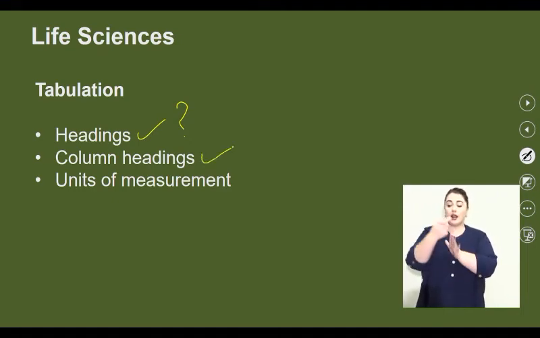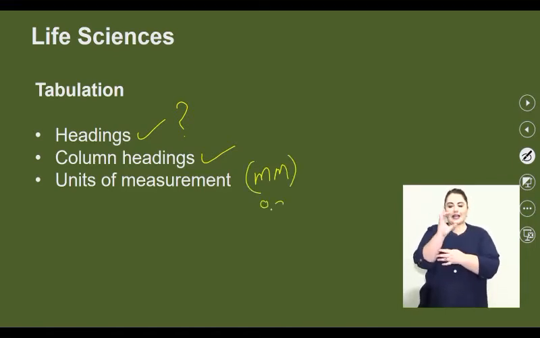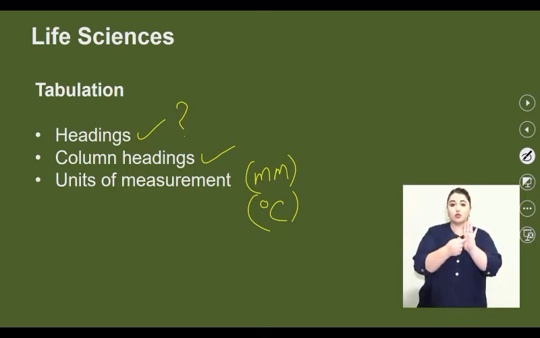Then your columns must be clearly labeled. And whenever you have any measurements, because that's what exact science is about, measurements, let's say millimeters or degrees Celsius, you always put that in brackets. I'm going to show you an example.